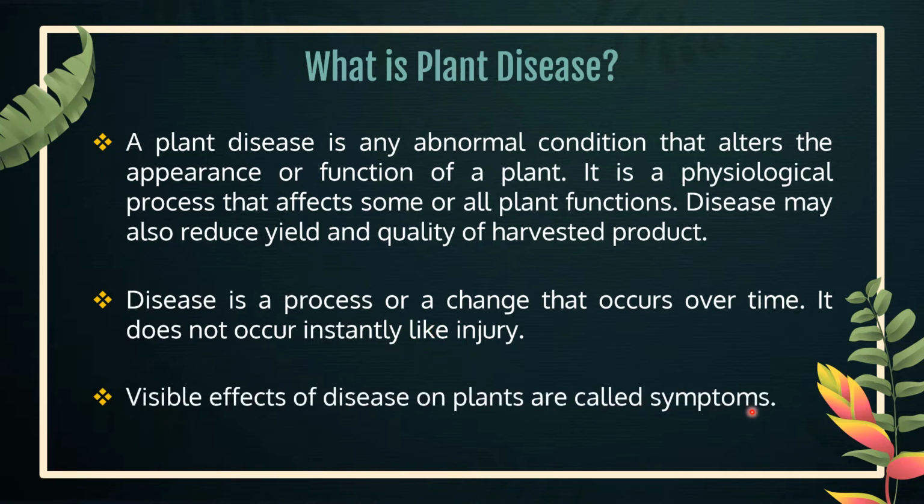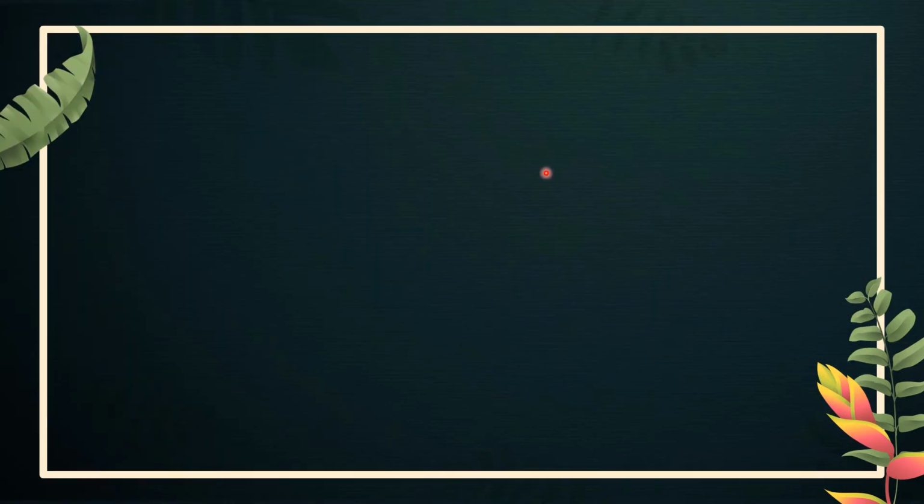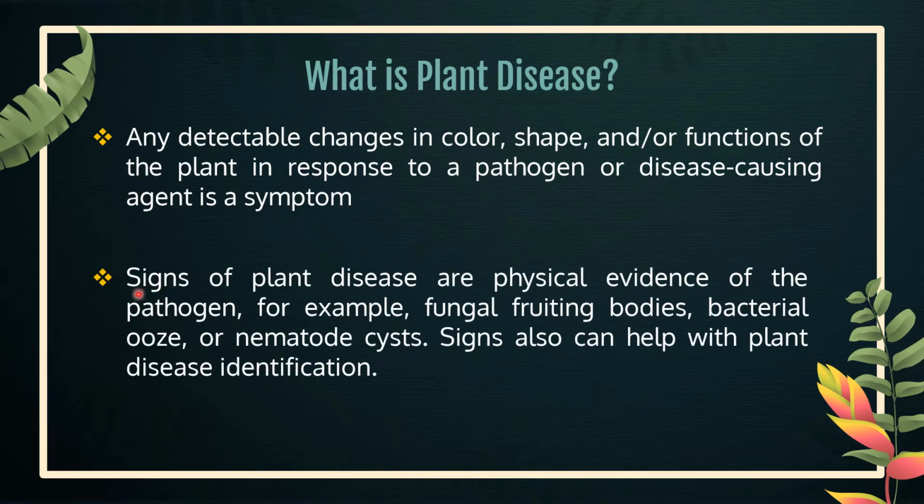Because of this pathogen, plants often get some signs and symptoms. These signs and symptoms are referred to as disease. A sign of a plant disease is physical evidence of the pathogen, and symptoms are the response of a plant to that particular disease causing agent.